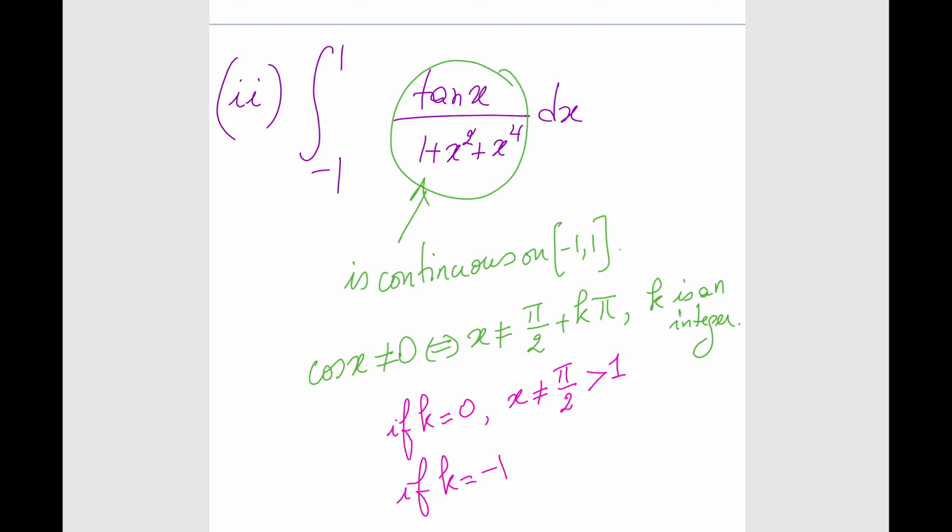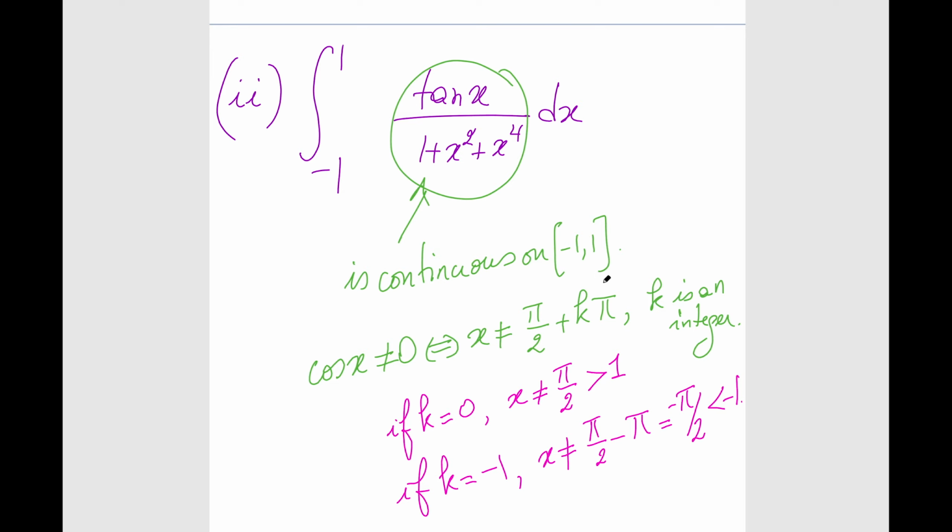How about when k is equal to negative 1, which is the previous integer, because k can only be integers. The previous integer before 0 is negative 1. So that means x cannot be pi over 2 minus pi, correct? And what's pi over 2 minus pi? Is negative pi over 2, correct? And negative pi over 2 is less than negative 1. Why? It's the same reason. If you multiply both sides by negative 1, you have to reverse the inequality sign. So minus pi over 2 is less than negative 1. So we get this, right?